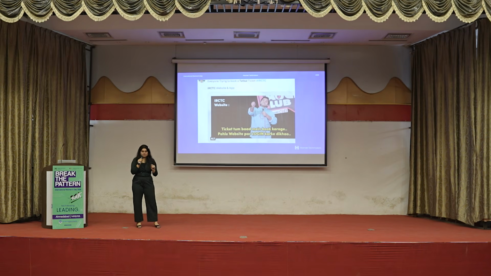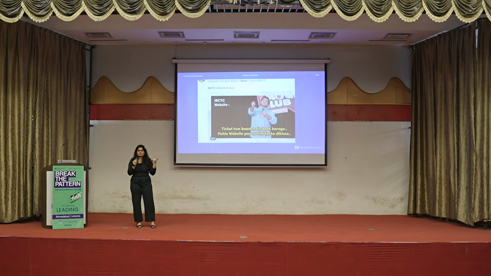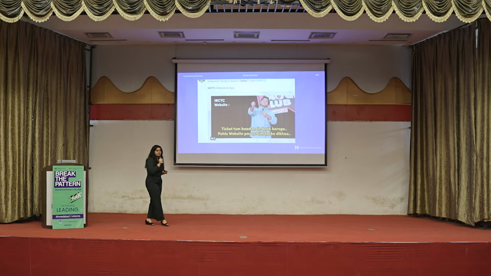In IRCTC, money is involved, and a particular user should be allocated only one seat. There should be no case where two users are allocated one single seat, because then the Indian people will fight: why is this my seat, this is my seat. That is incorrect, right? These are the two very important points that I have discussed.